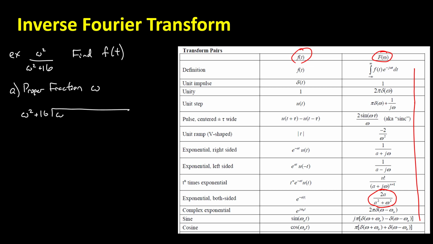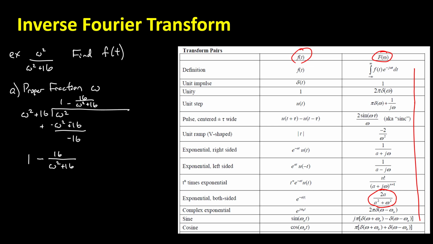You'll do that division, and you'll see omega squared goes into omega squared one time. Instead of subtracting, I think it's easier to add and then negate those things. So it's 0 minus 16, which gives us minus 16. And that leaves us with a remainder of minus 16 over omega squared plus 16. So now the question is, can we find the inverse transform of 1 minus 16 over omega squared plus 16?